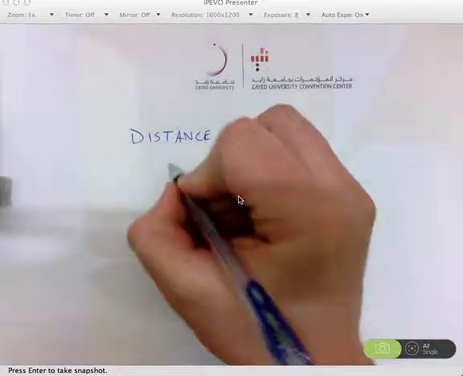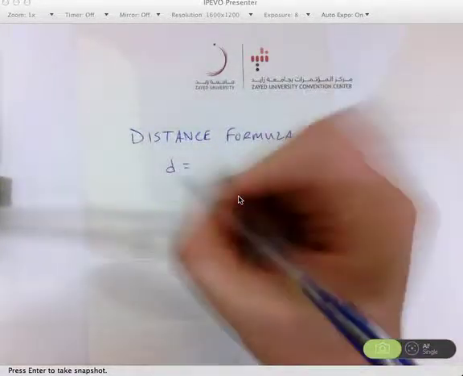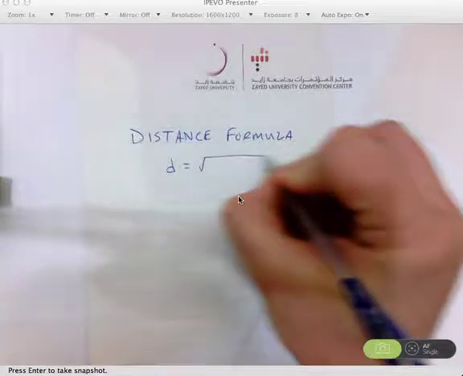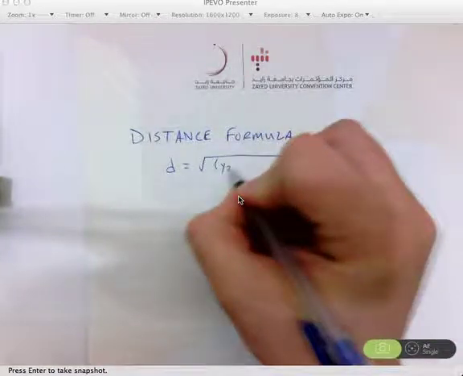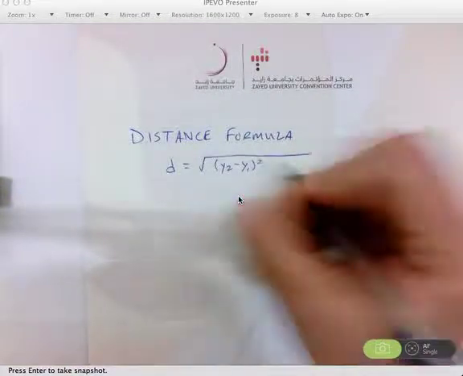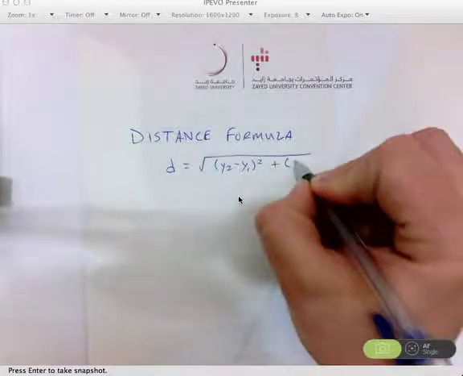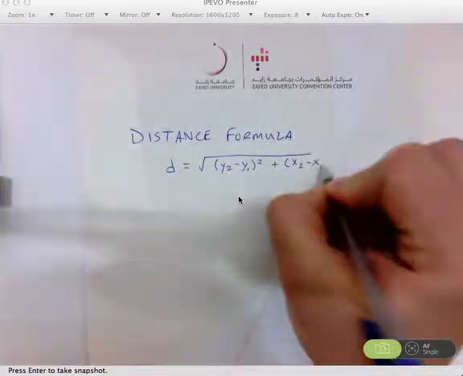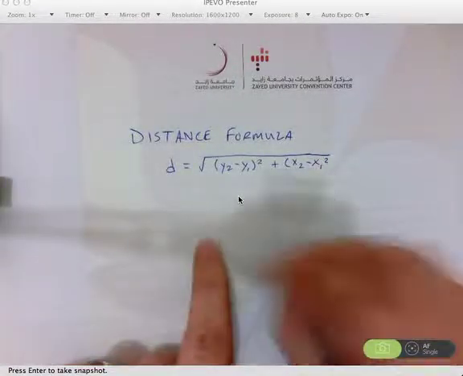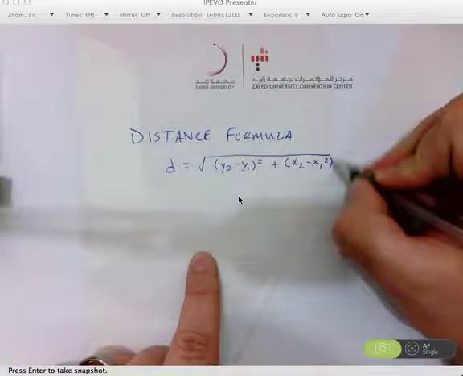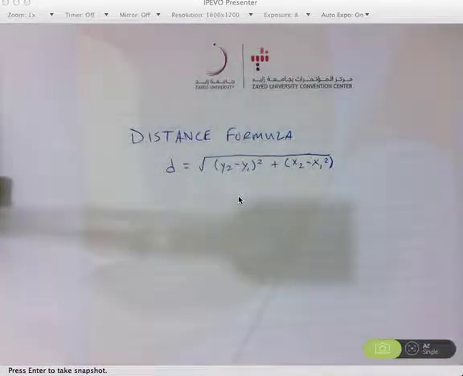You're going to see this: d equals, d for distance, the square root of y2 minus y1 squared plus x2 minus x1 squared. You may see these change sometimes. This may have x over here, the x in front and the y in the back. But either way, it's going to work out.